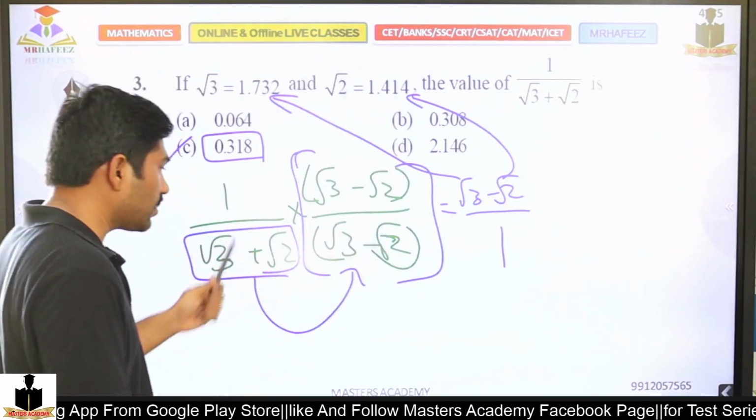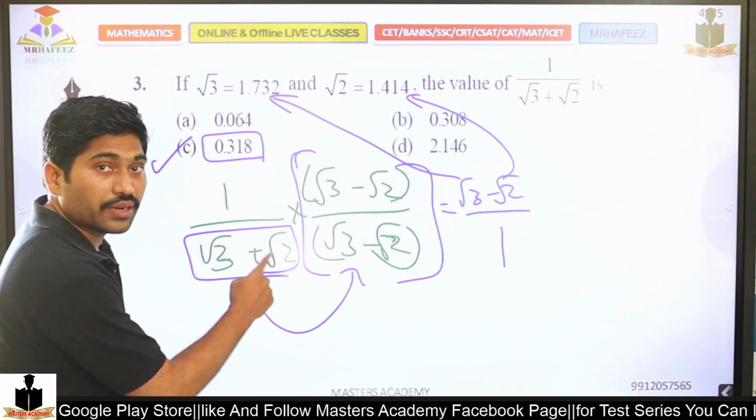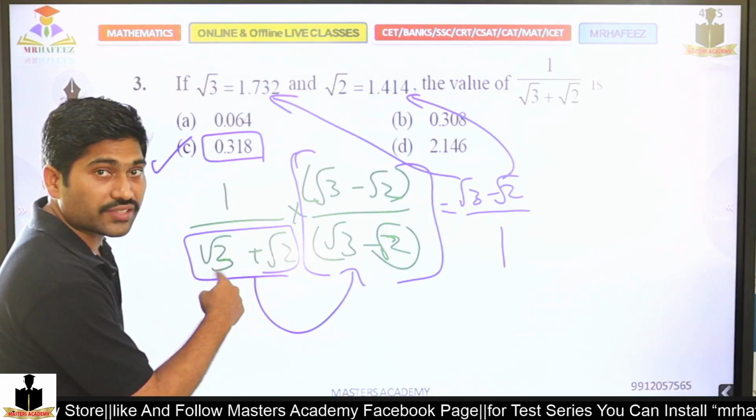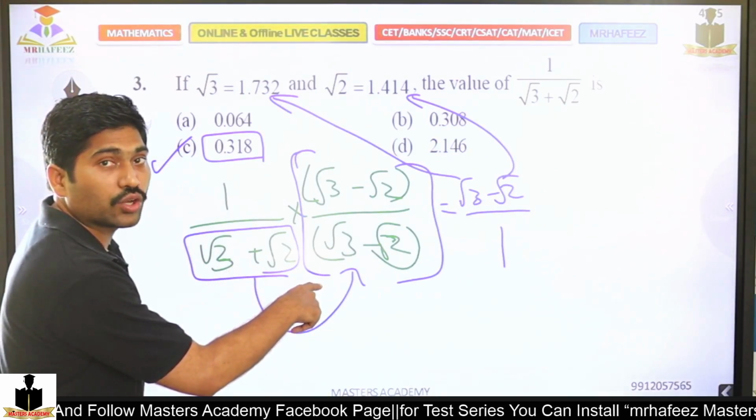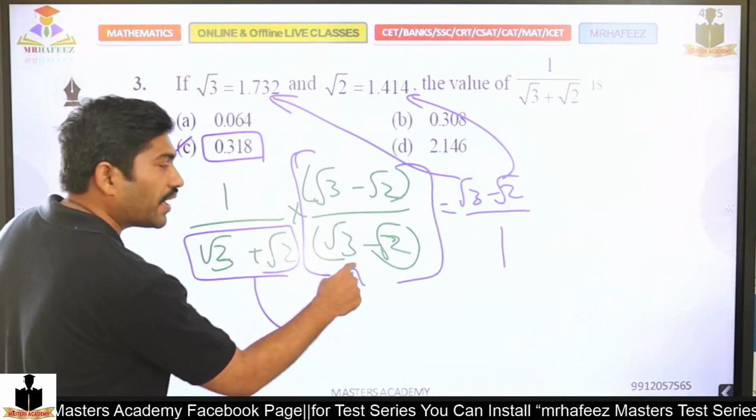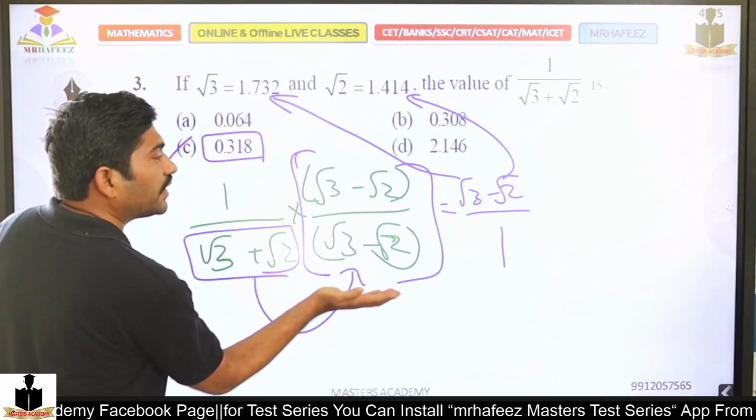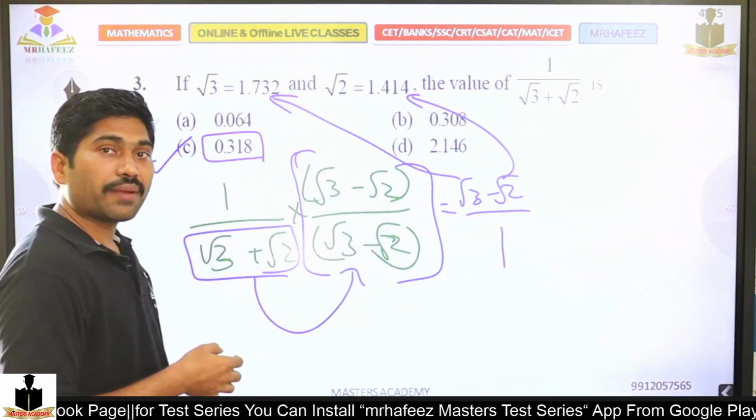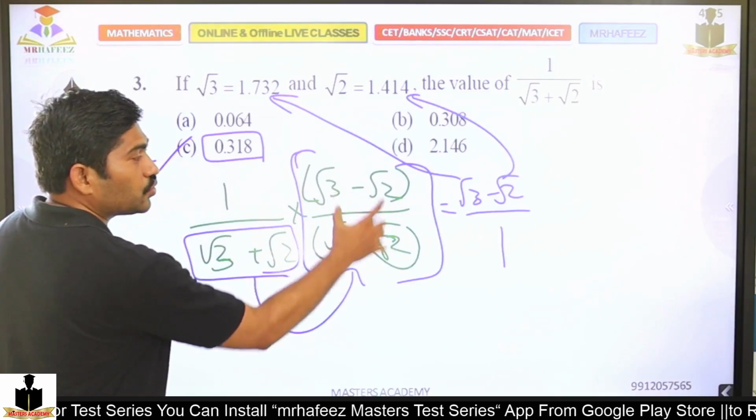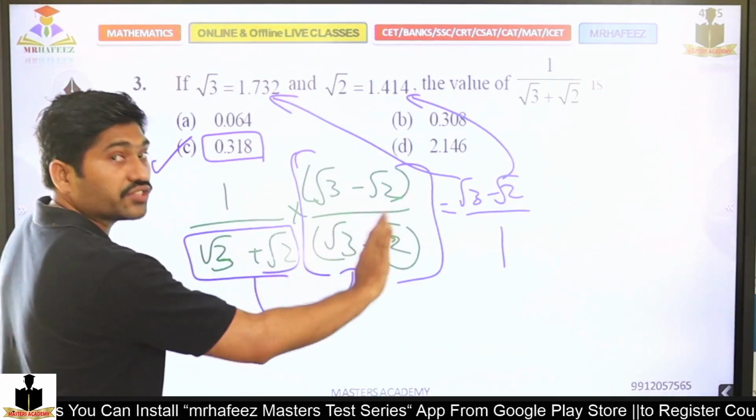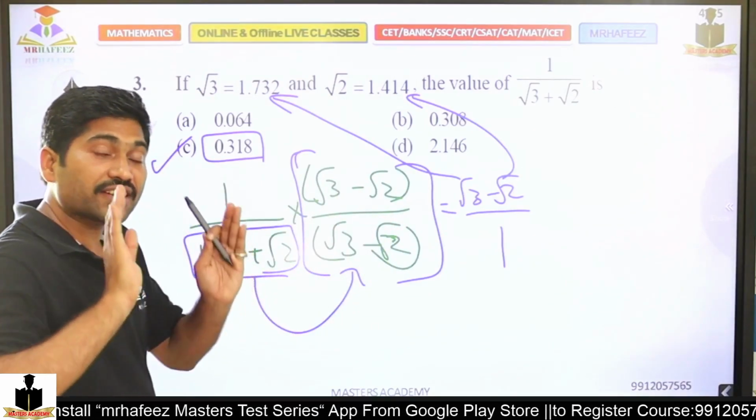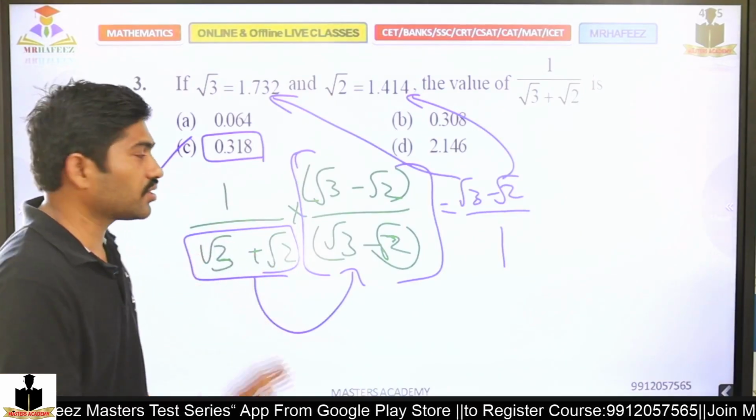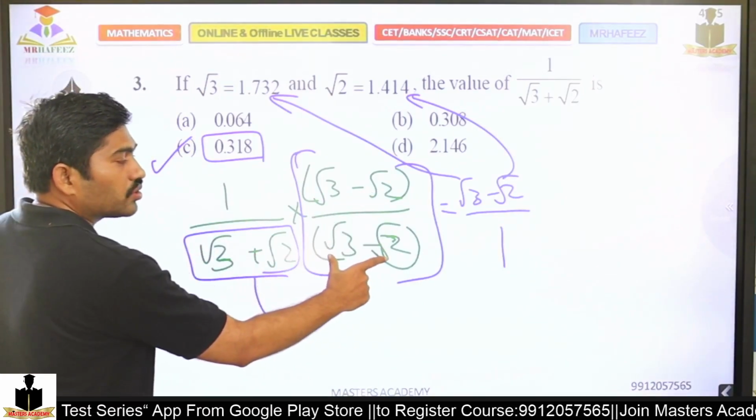To rationalize, what we will do? The same root 3 plus root 2 multiplied by root 3 minus root 2. To multiply by root 3 minus root 2, I should multiply even in the denominator root 3 minus root 2, so as these two are equal, there is nothing changed to the fraction. Fraction remains the same, so no change. So root 3 minus root 2 and root 3 minus root 2.